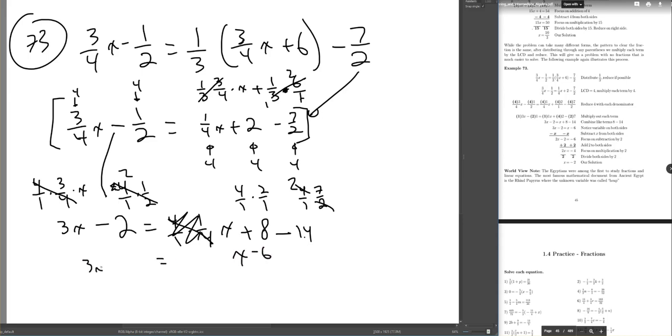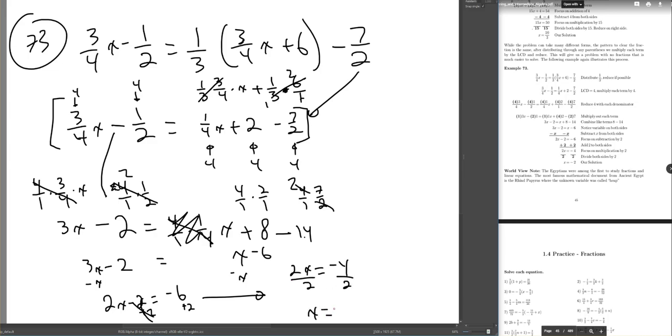Here on this side we have 3x minus 2. So let's get rid of this x, minus x, minus x, my mistake from before. 2x minus 2 equals minus 6. Here if I add 2 on both sides, we get 2x equals minus 6 plus 2 equals minus 4. If we divide both sides by 2, we get x equals minus 2. Negative 4 divided by 2 equals negative 2. Is that the right answer? Yes, it is. Okay, we got the solution.